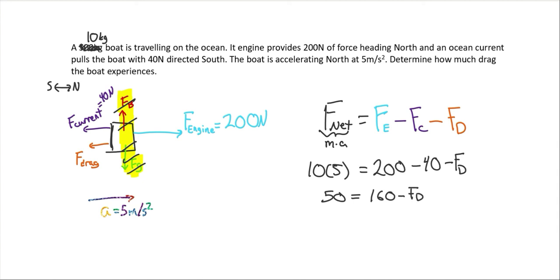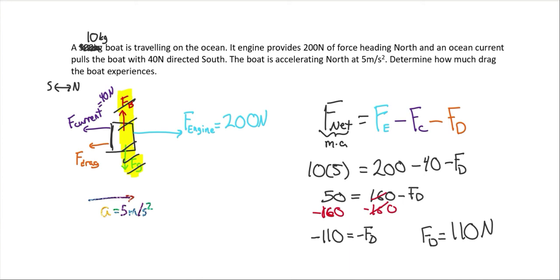And then to solve for that, we can just see that 160 is a positive value being added and subtracted. So I will subtract 160 from both sides. That'll eliminate that. That leaves me with negative 110 is equal to negative force drag. Now they're both negative, so it clearly shows here that force drag is going to be 110 newtons.